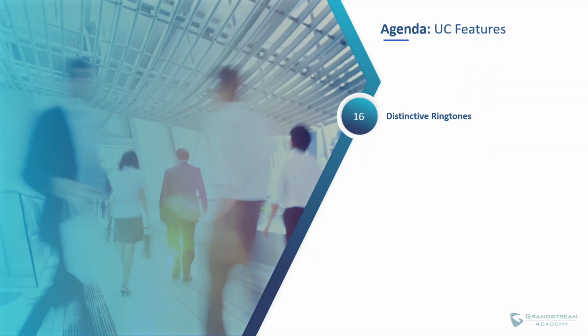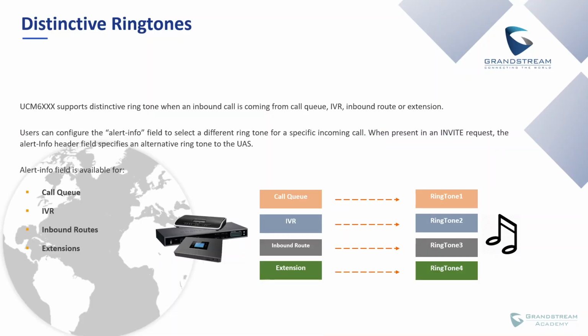And we're going to talk about distinctive ringtones. UCM 6000 supports distinctive ringtone when an inbound call is incoming from call queue, IVR, inbound route, or extension. The UCM will actually have a different ringtone for each one of these elements, for example, call queue, IVR, inbound route, and extension.